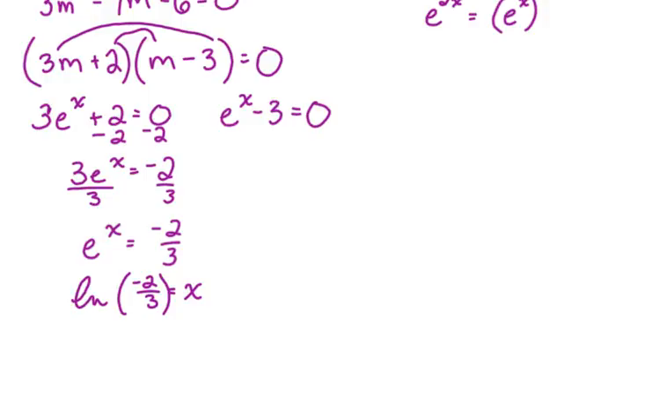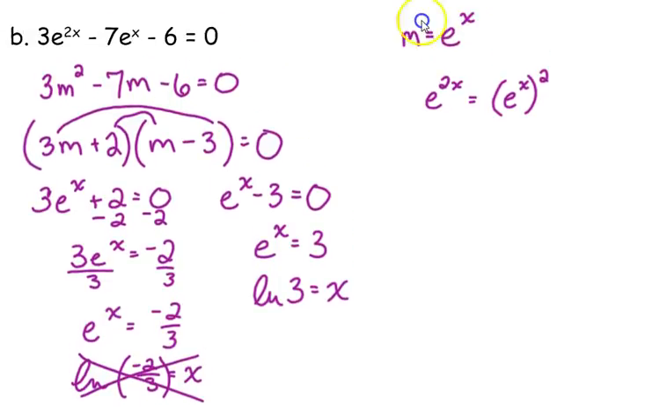Well, what did we just talk about a minute ago? Can we do that? Can we take the natural log of a negative number? No, we can't take the natural log of a negative number. So that solution doesn't do us any good. Let's go to the other one. e to the x minus 3 is equal to 0. Add the 3. Write it in logarithmic form. That says the natural log of 3 is equal to x. I think that one should work.